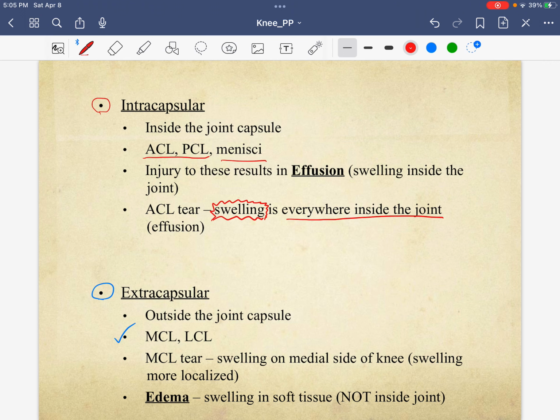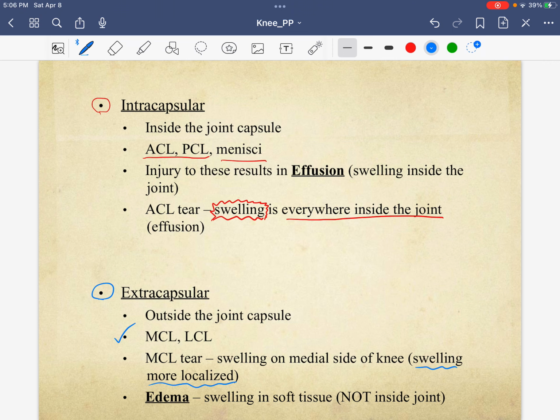And gravity tends to make it fall lower in the capsule and more posterior. So because it's intracapsular, the pain isn't necessarily localized to where the damage happened. On the other hand, the MCL, because it's extracapsular, has swelling that tends to be more localized. So if someone tears their MCL, they're going to have swelling or pain on the medial side. It's more localized. They're going to have swelling where the injury is on the medial collateral ligament.